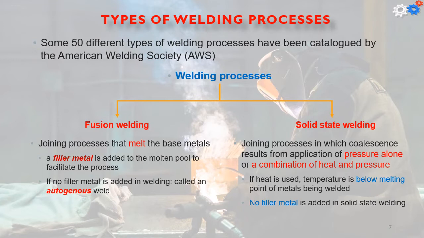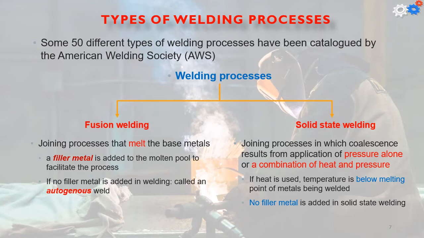Welding processes can be categorized into fusion welding and solid-state welding. In fusion welding, the joining processes melt the base metals. A filler metal is added to the molten pool to facilitate the process. If no filler metal is added in the welding, it's called an autogenous weld.